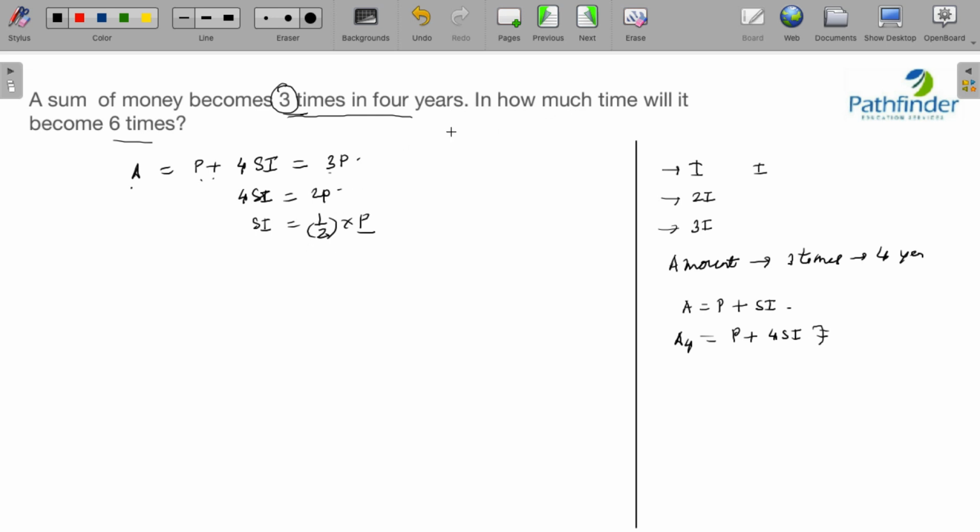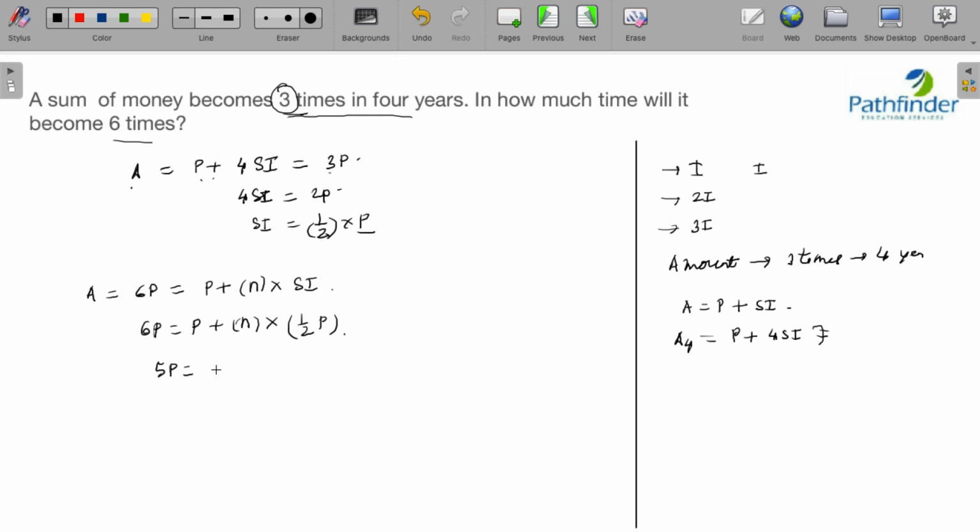Now the question is, in how much time will it become 6 times? So for the amount to become 6 times, the amount should be 6 times p, which is equal to principal plus n times the simple interest for every year. So 6 times p is equal to p plus n times half of p.